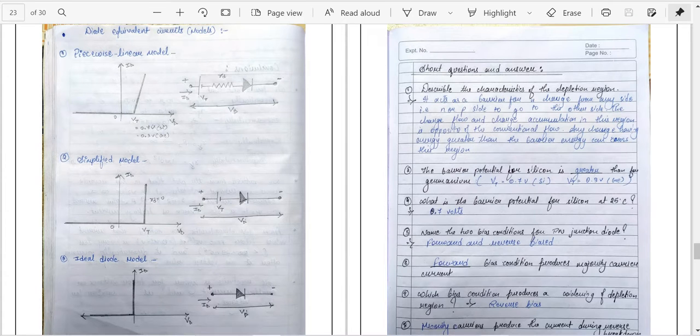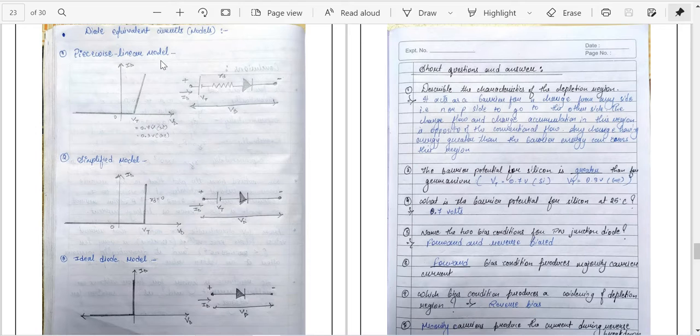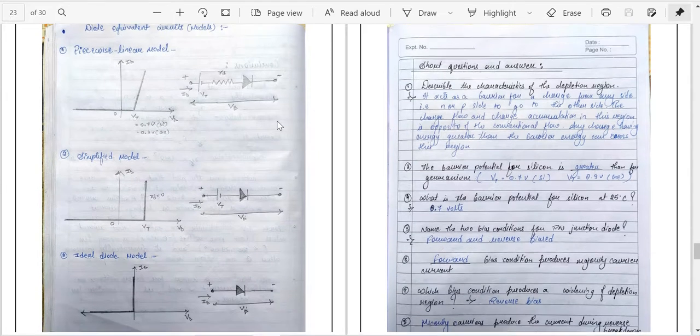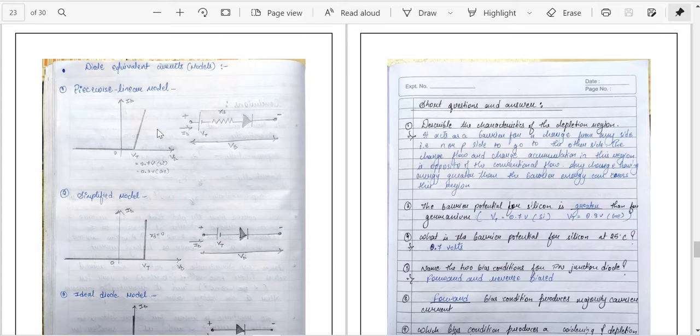So I have drawn the diode equivalent circuit models. We can consider it of three types: piecewise linear model, simplified model, and ideal diode model. In the piecewise linear model, we consider the diode to have a terminal voltage and a dynamic resistance.